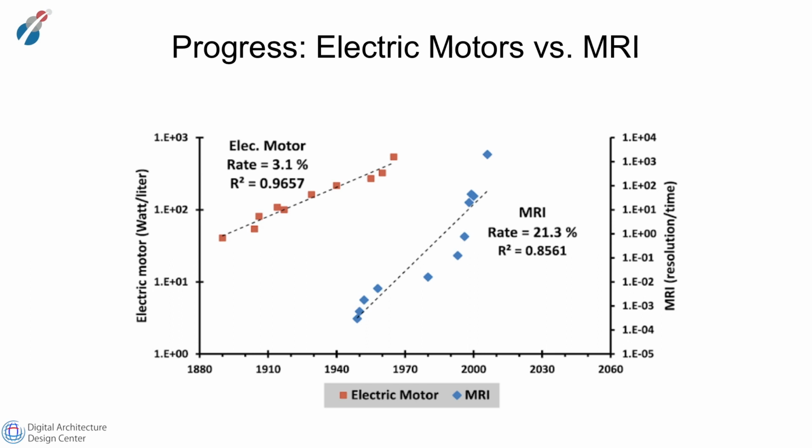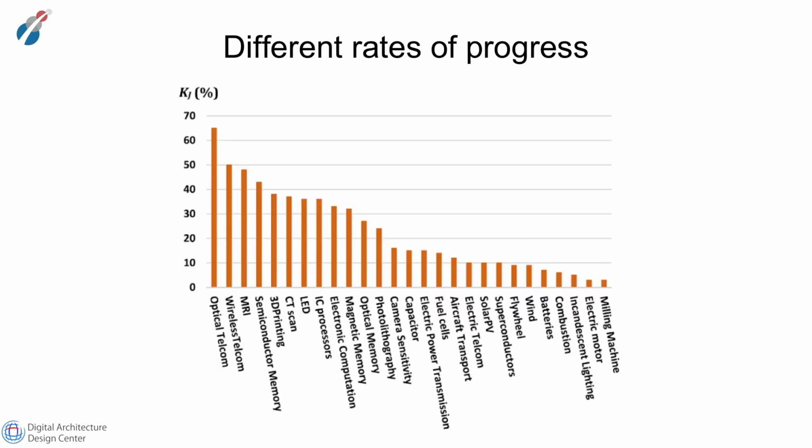And so here you see some additional examples like electric motors. You see MRI, which is magnetic resonance imaging. So electric motors improve about 3% per year, and that's on the figure of merit of watts per liter, so power density. And MRI improves about 20% per year based on resolution over time. And in fact, there has been research done by some of my colleagues, such as Professor Chris McGee here at MIT, looking at the rate of progress for different technologies.